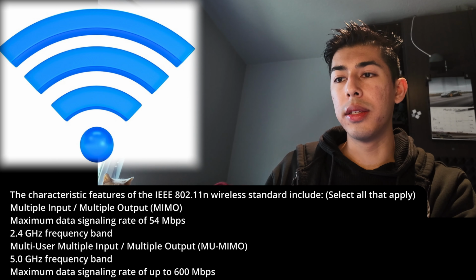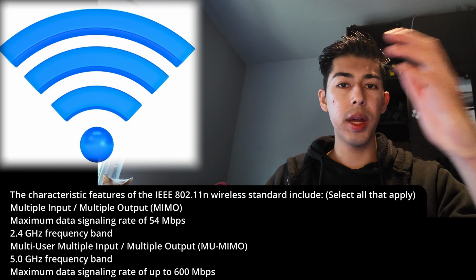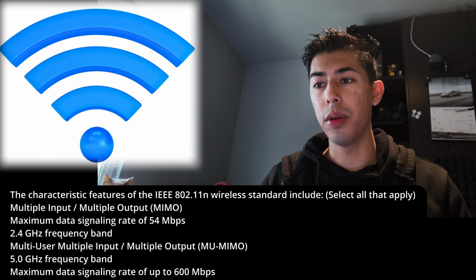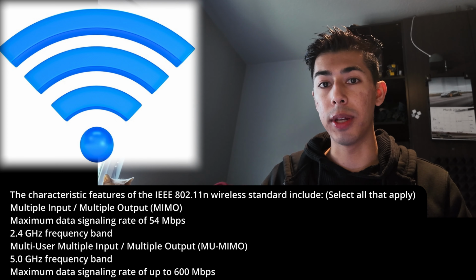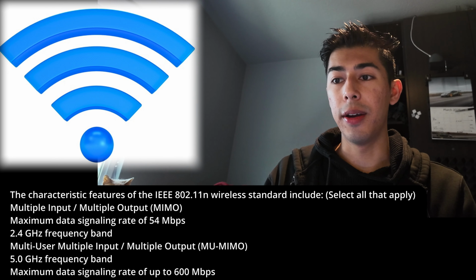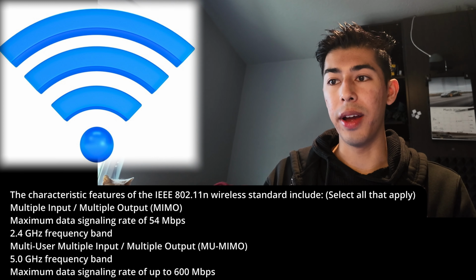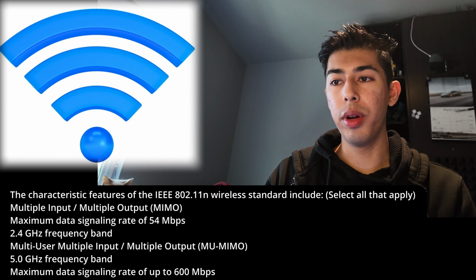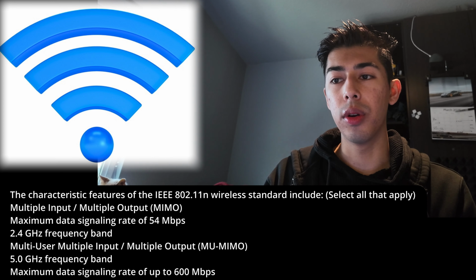Let's talk about the data signaling rate. Remember, 54 megabits per second is for A, so the only other one we have here is 600 megabits per second. Flat 600 megabits per second is for N. That's how fast it is. It's faster, way faster. And then we have multiple input, multiple output, or multiple user, multiple input, multiple output.